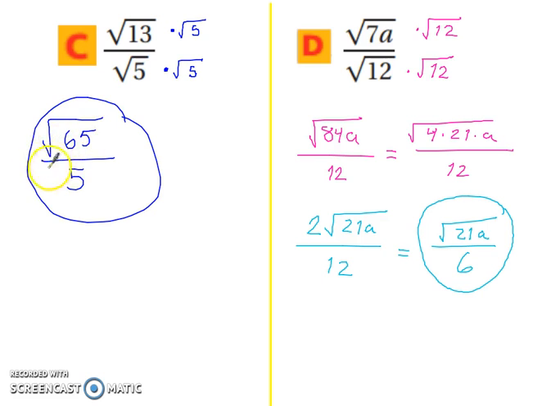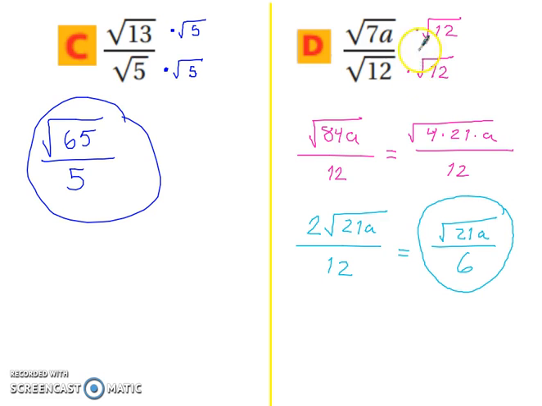So we have the square root of 65 over 5, because when we multiply the square root of 5 to the top and bottom, we get rid of the square root in the bottom, and we can't simplify the square root of 65 any further. So now let's look at D. D was a little bit more work.